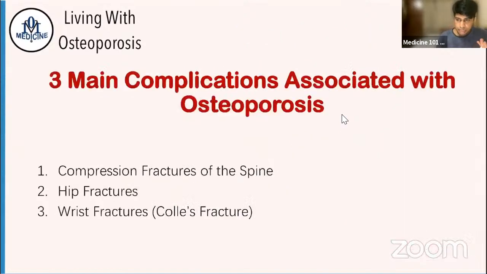Next, we'll talk about the three main complications associated with osteoporosis. The first one is you are at a higher risk of fractures of the spine. The next is fractures of the hip, and finally, fractures of the wrist. These are related to falls. If the person falls down, you are at a high risk of these.